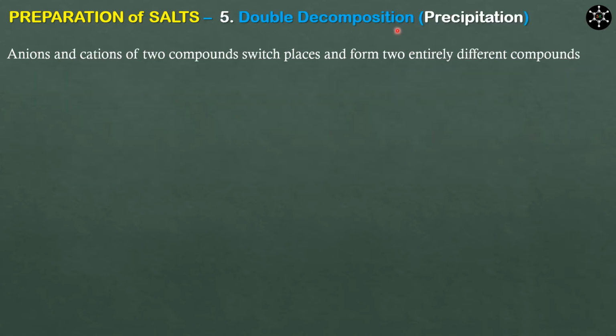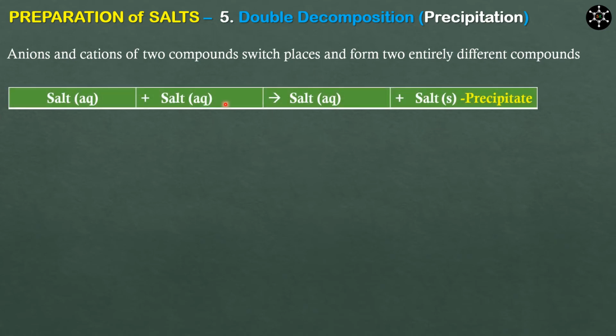Next one is the double decomposition method. This is also called the precipitation method or precipitation reaction. In this method, anions and cations of two compounds switch places and form two entirely different compounds. Coming to the reaction, when two salt solutions are put together as reactants, they form two salts as products. Out of the two products, one salt will be a soluble one, another one will be an insoluble one. This insoluble salt is called a precipitate.